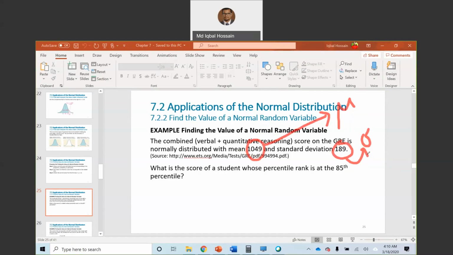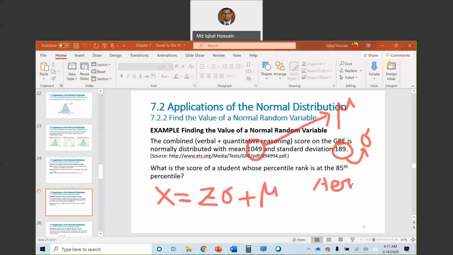Now, what is the score of a student whose percentile rank is at the 85th percentile? It says: what would be the x value for a student whose percentile is the 85th percentile. We know to find out x, we have a formula, which is x equals z sigma plus mu. That was our formula. So now we know mu, we know sigma. We need to find out the z value.